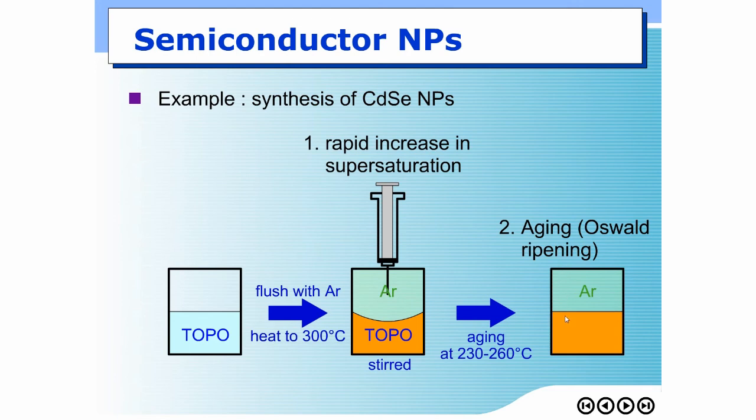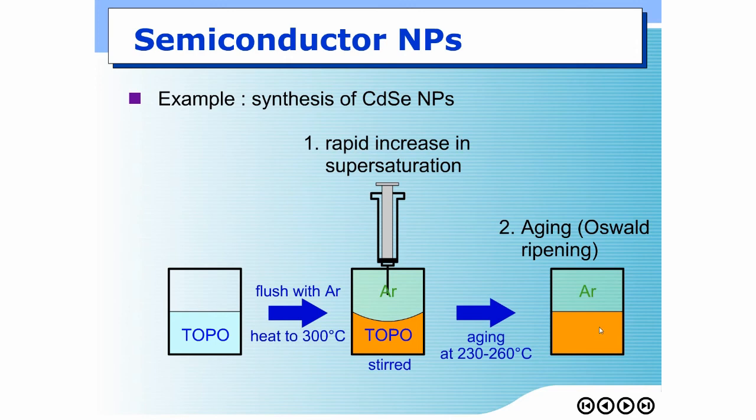We talk about Oswald ripening in lecture 2. Okay, remember, when we have particles suspended in saturated solution. In this case, the saturated solution means the solution saturated with growth species. What is the growth species? In this case, the growth species is cadmium selenide. Okay.